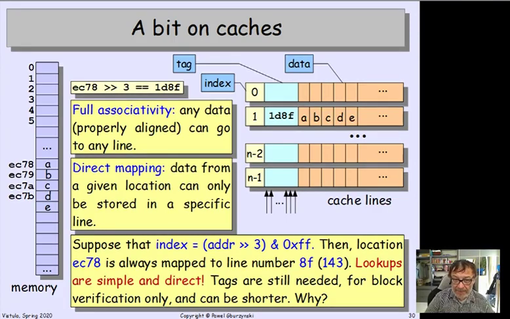Good morning, everybody. Today we talk about caches. I understand that you are familiar with the idea, that you know what caches are basically for, and that you also know that caches may occur in multiple levels.